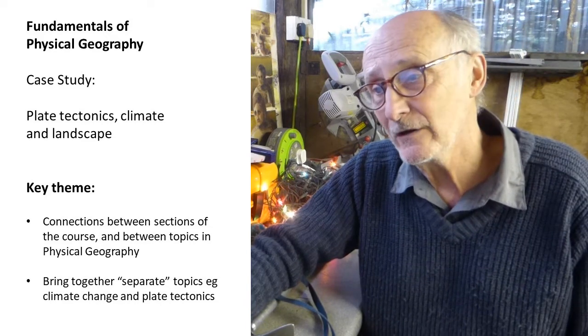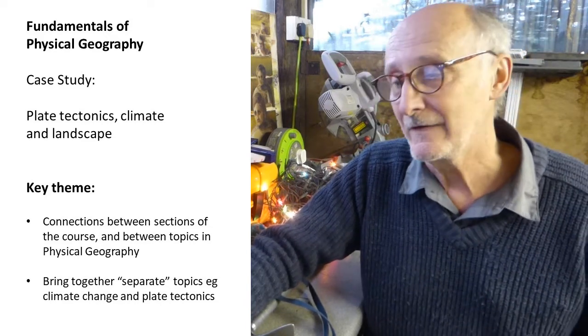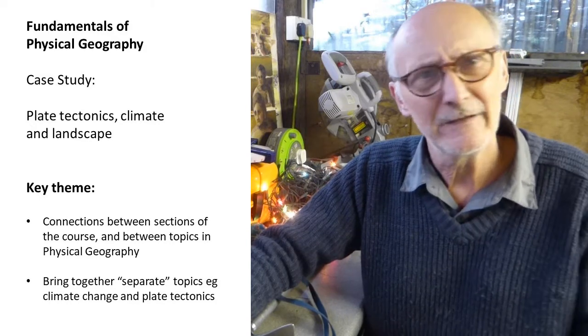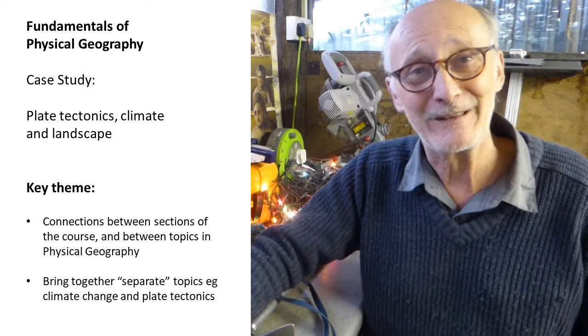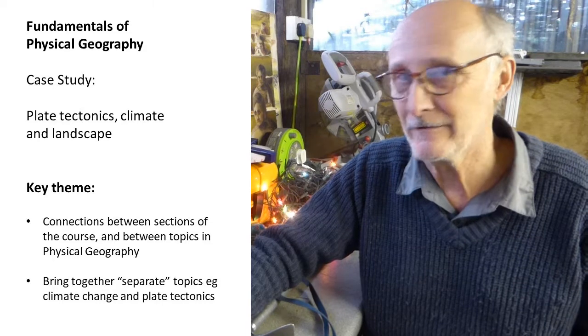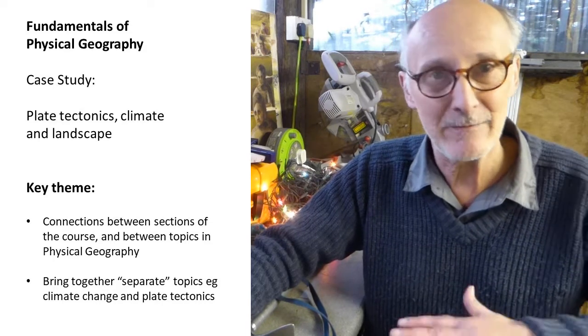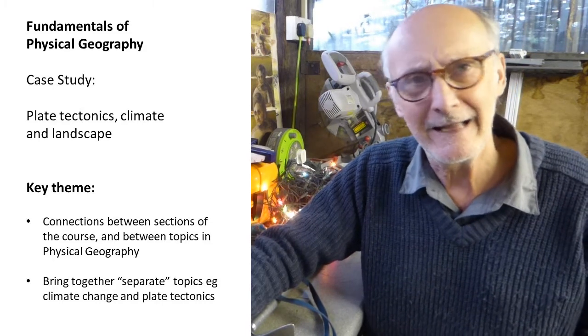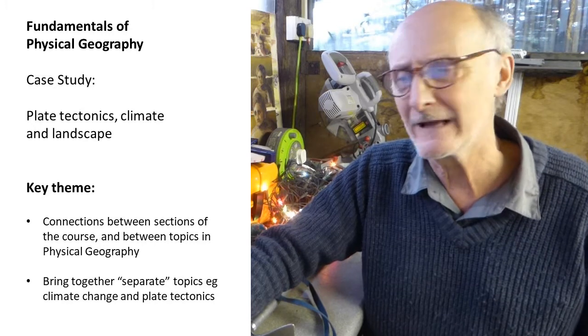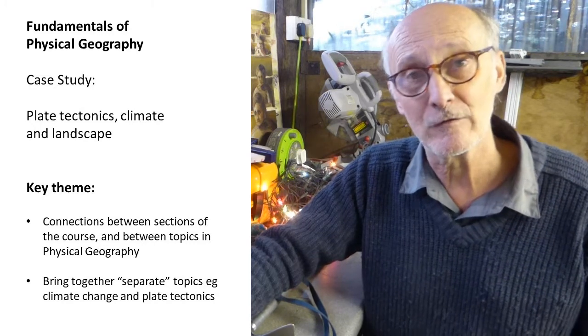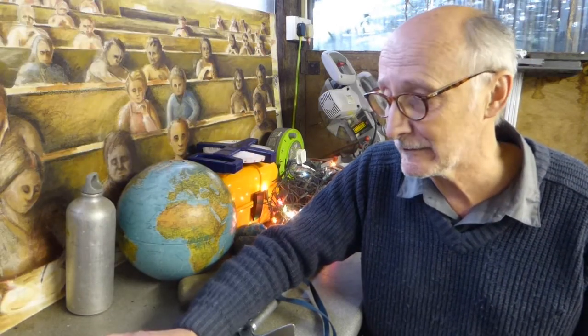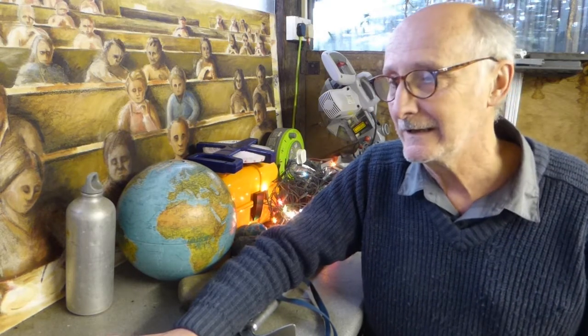How is plate tectonics important in the context of climate change? And also let's throw in landscape as well, because we've talked a lot about geomorphology and landscape and the Earth's surface materials. How do Earth's surface materials and landforms and landscapes fit into that story of the connection between plate tectonics, climate, and climate change?